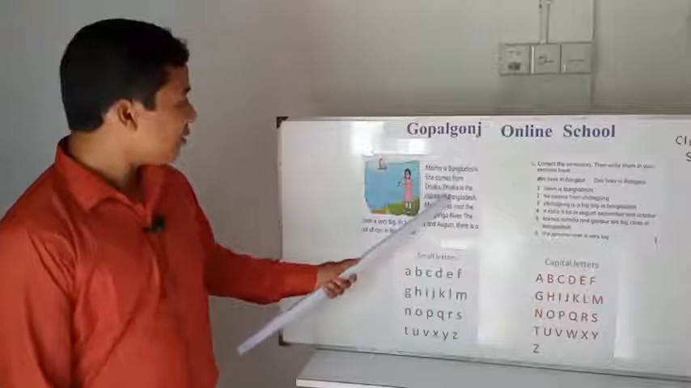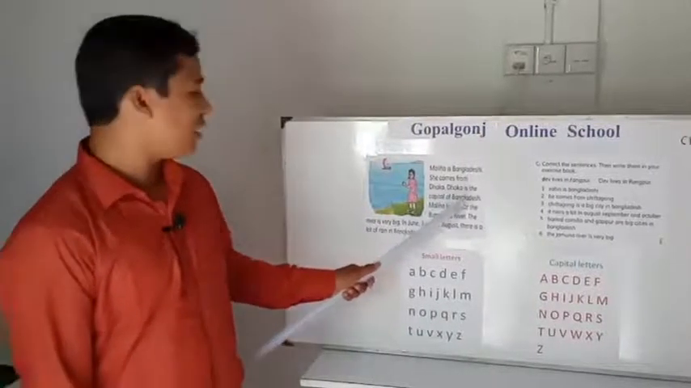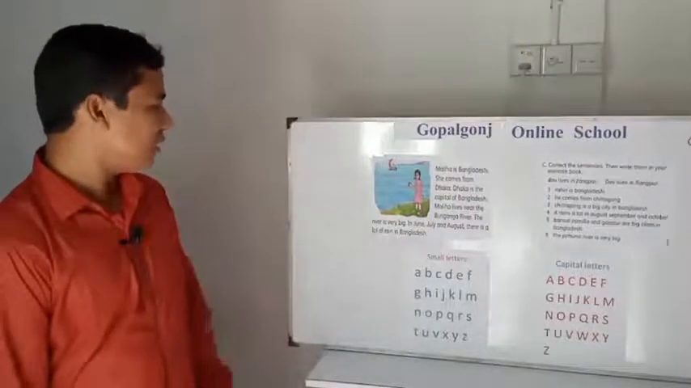Like earlier, here Dhaka is the capital of Bangladesh. Here Bangladesh is the name of a country. For this reason, B is used as capital letter.